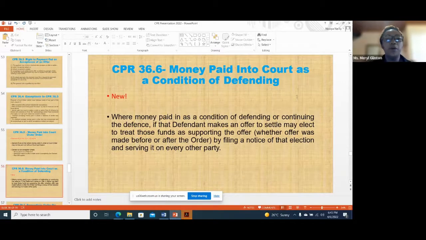So this is exactly what I said we were going to deal with. If a defendant pays money into court under a court order, but then later decides to make an offer to settle, that defendant can elect to treat the monies that were paid in as forming part of its offer to settle, or as supporting part of its offer to settle. So they would do this by giving notice that they're electing to do so and serving that on every other party. So if you're a defendant and you were made to pay, let's say, security for costs in the amount of $5,000, and you make an offer to another party, let's say in the amount of $15,000, you can give notice that, listen, I'm putting that $5,000 as being a part of my offer. And if they accept the offer, they will be automatically entitled to receive that $5,000 that was already paid in. Next slide.